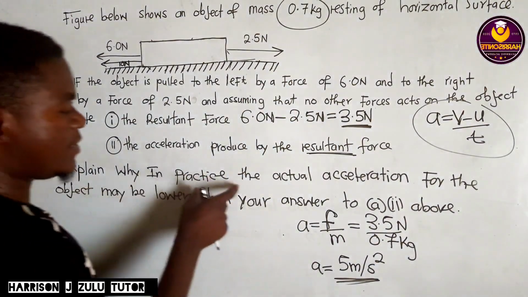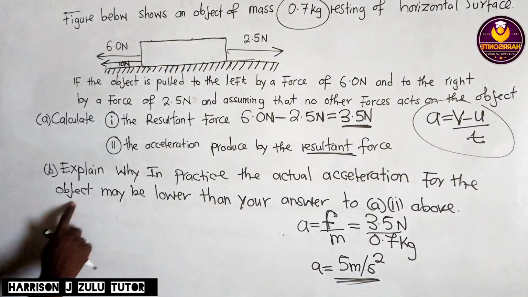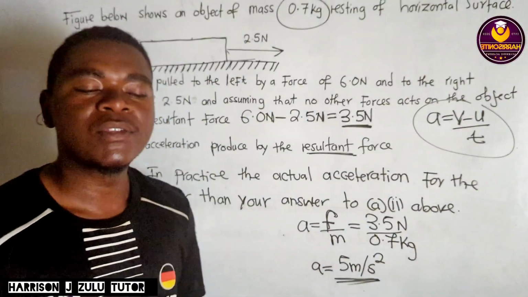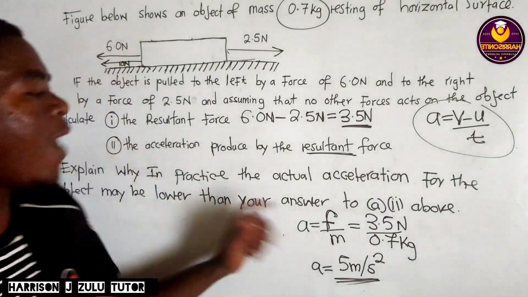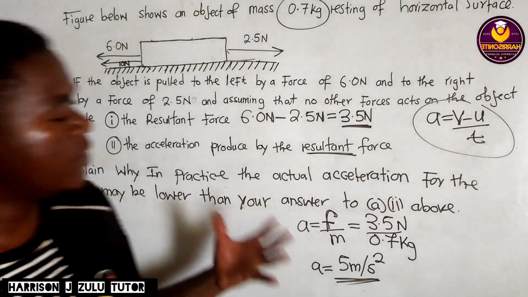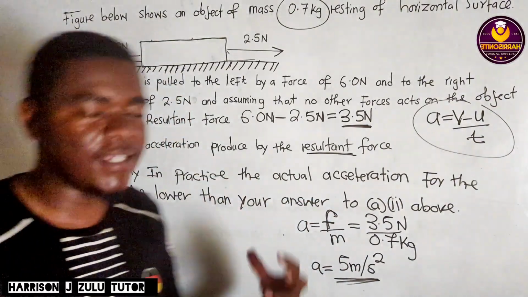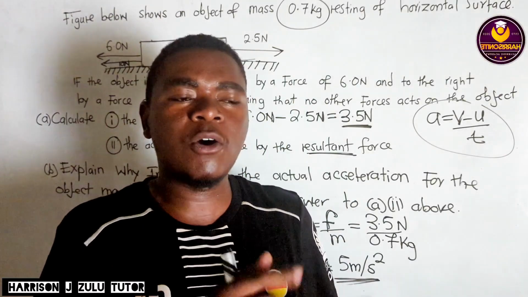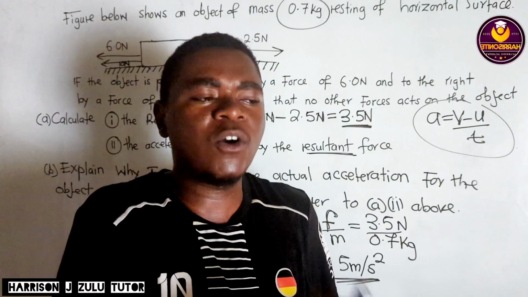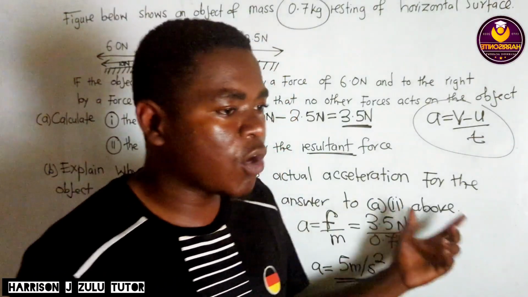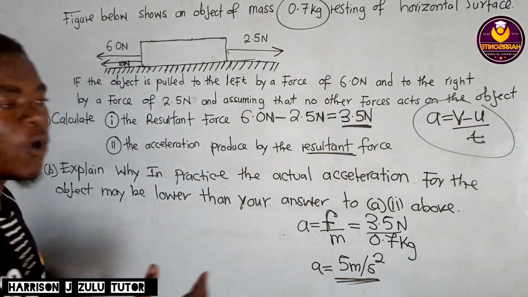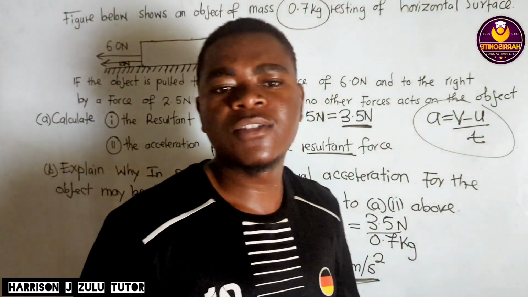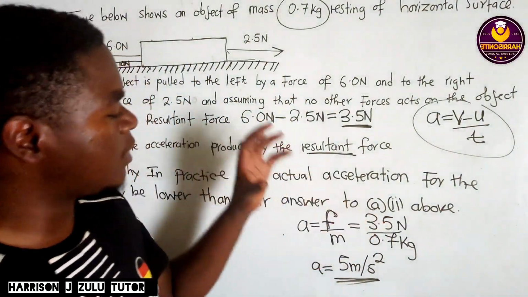Explain why, in practice, the actual acceleration for the object may be lower than this answer that we've calculated. The reason why the acceleration may be lower than the one that we've calculated in the actual sense is because of friction. You discover that the friction between the object and the surface it is moving on can significantly have an effect on this. It can cause the acceleration to be reduced.